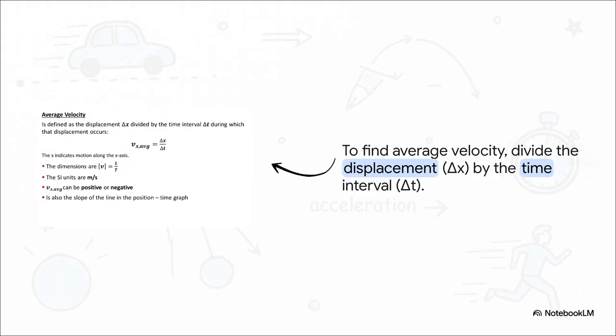So, how do we actually calculate the car's average velocity? It's a pretty simple formula. You just take its displacement, that's the delta x, and you divide it by the time interval it took, that's delta t. And notice, we're using displacement, not distance. And that means our average velocity can be positive or negative, which tells us the overall direction of its travel.